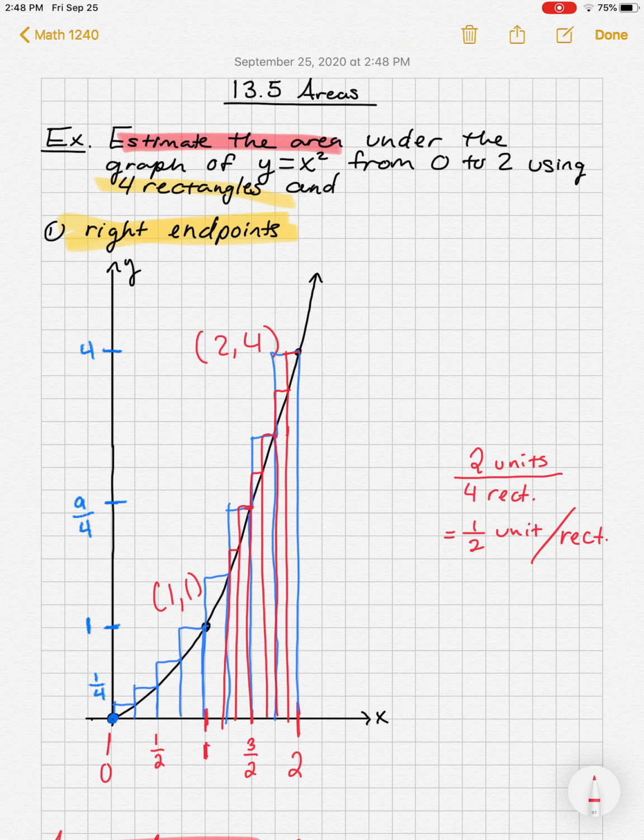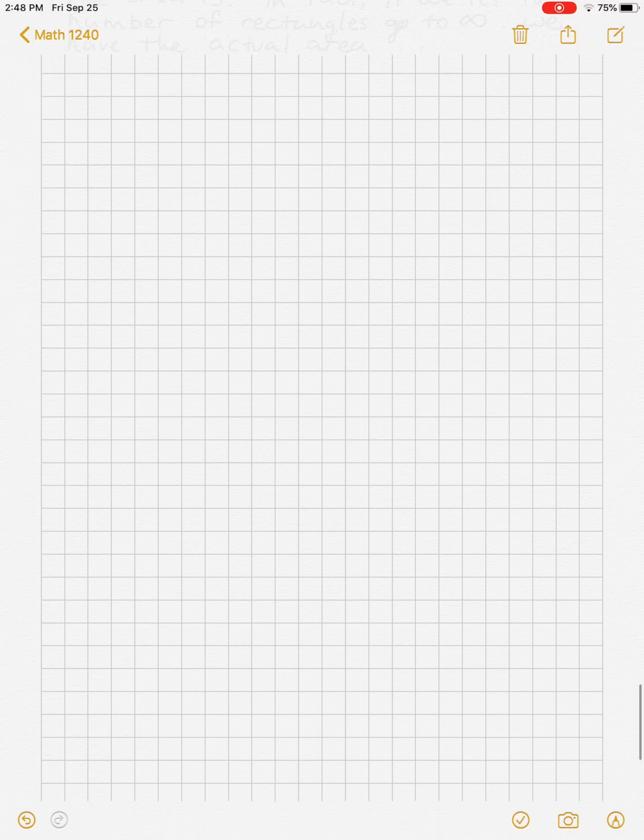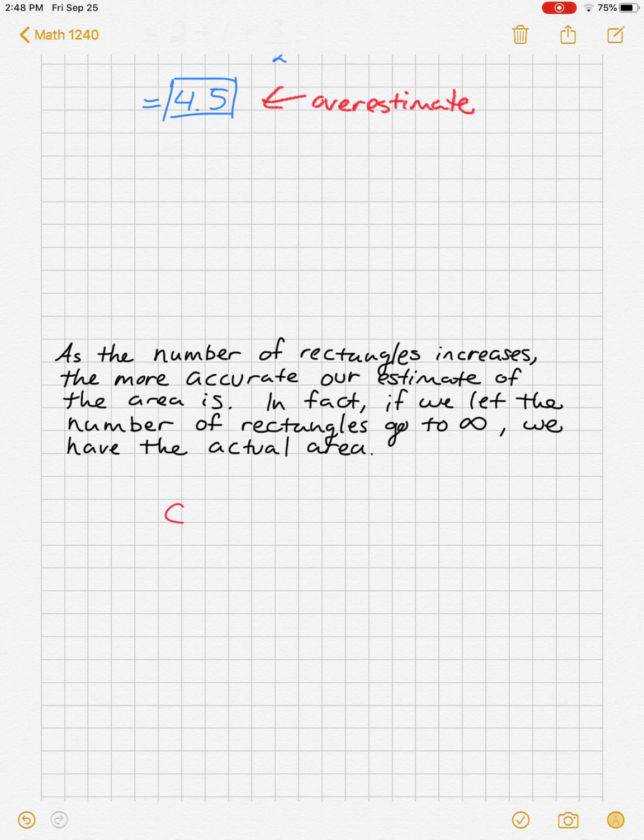So each time I cut those rectangles, I'd actually be closer and closer to the curve itself. So if you let the number of rectangles go to infinity, that means you're actually going to be right on top of the curve instantaneously. So that would be a way of actually finding the area under the curve precisely. So this is what's coming up in calculus. And then you're going to go into the concept of the antiderivative, okay? The integral.